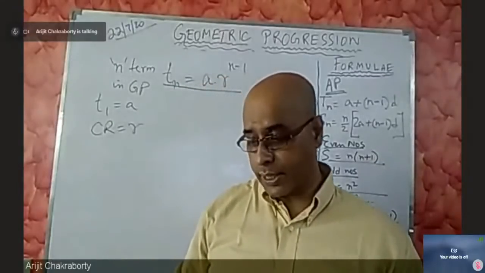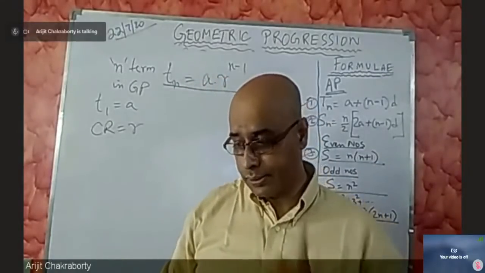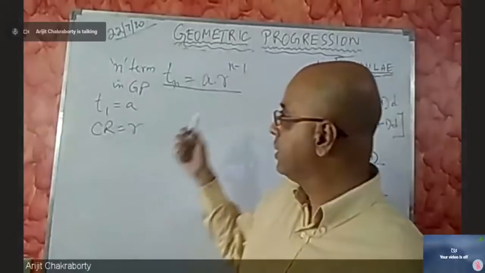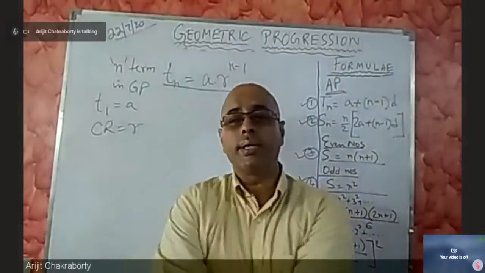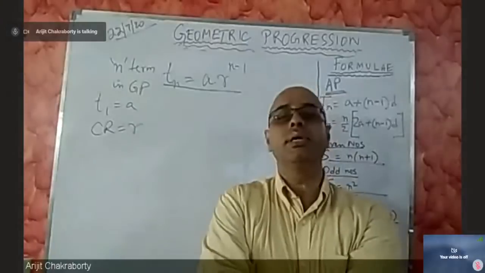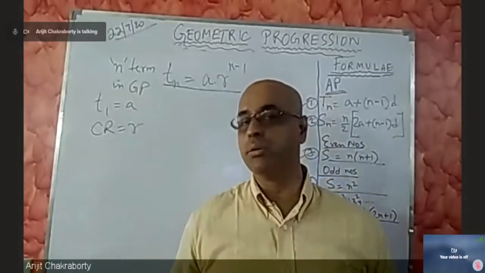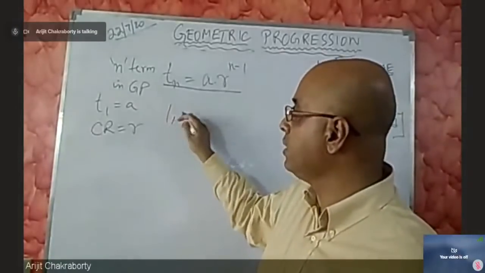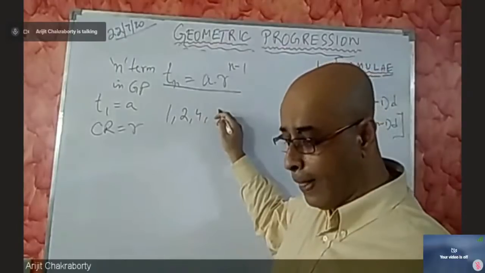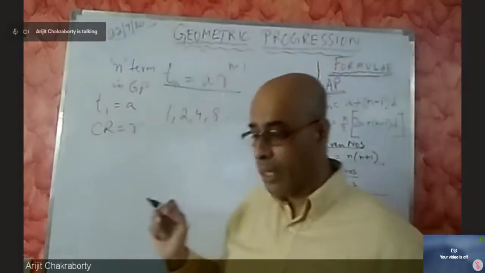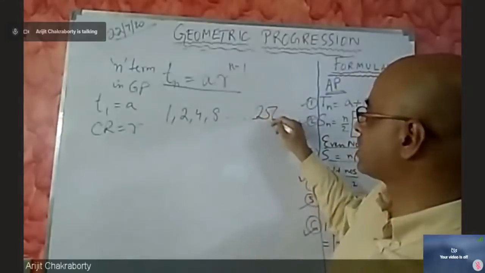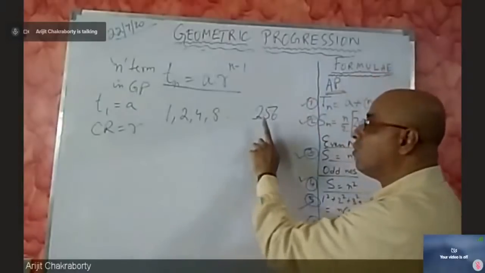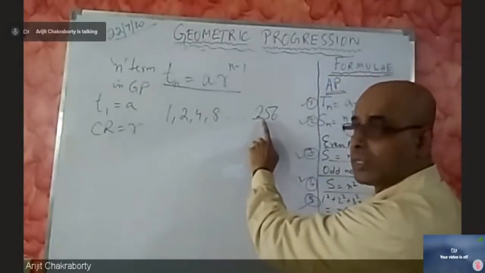So let us take an example and solve it. Remember that the more formulae we learn and the more numericals we do, the easier it becomes, and we get more comfortable using the formula. I am giving you a progression 1, 2, 4, 8, and it goes on in this way, and there is a term 256 in this progression. You have to find out which term is 256.